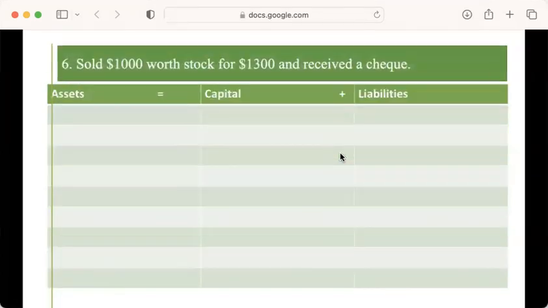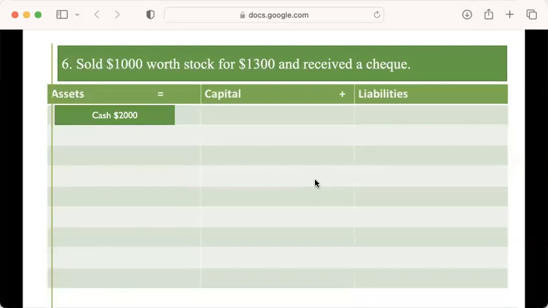Let's move on to another transaction. On the sixth day, sold $1,000 worth stock for 1,300 and received a check. Right. Now what happens is we sold £1,000 worth stock. Now, how much worth stock we had was £2,000 worth stock. So of the £2,000 worth stock, we sold £1,000 worth stock. So stock of goods, stock in hand, decreases by 1,000.